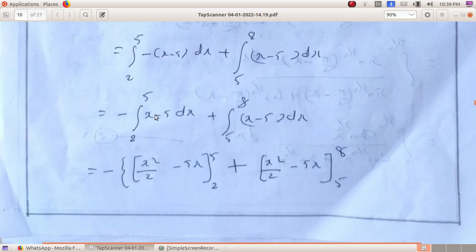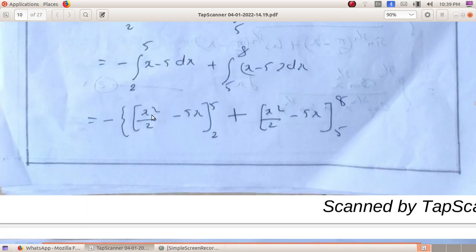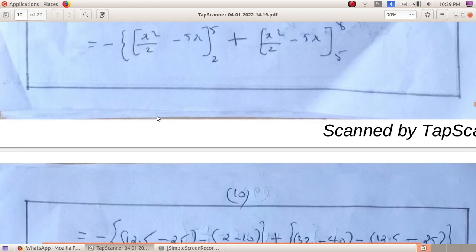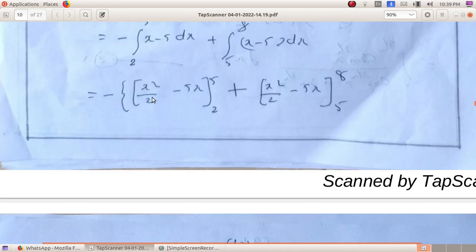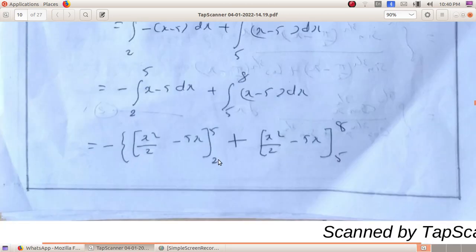So minus, what is integral x? x raised to 1, that is x raised to n plus 1 by n plus 1, that is x square by 2. And integral 5 is taken outside, integral dx is x, so 5x. Then applying limit 2 to 5, plus x square by 2 minus 5x, 5 to 8. Firstly applying 5 for x: 5 square by 2, 25 by 2 means 12.5, minus 5 into 5, 25. Then 2: 2 square 4, 4 by 2, 2, minus 10.